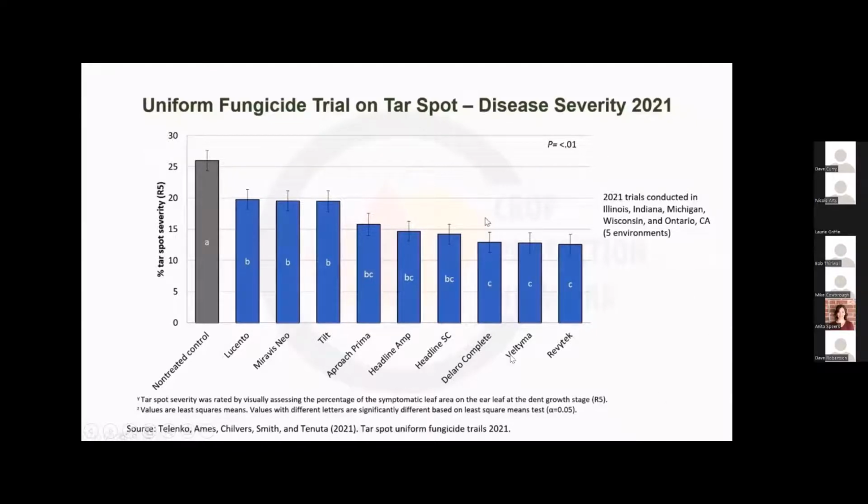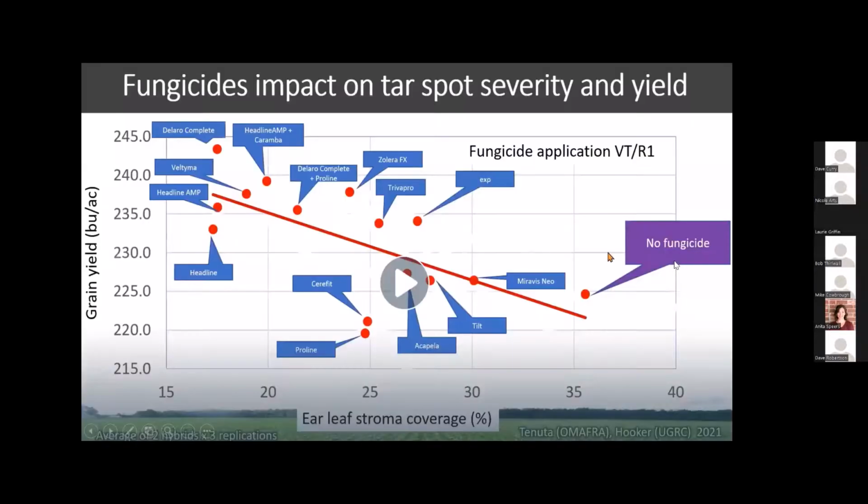And so really you can see on the right-hand side here, Belero Complete and Veltima, a couple of new products that are very, very effective against tar spot control, and some of the other competitive products that were also looked at. A couple of these were only available in the US, are not products available here locally, but Belero Complete certainly stands out there as one of the best.